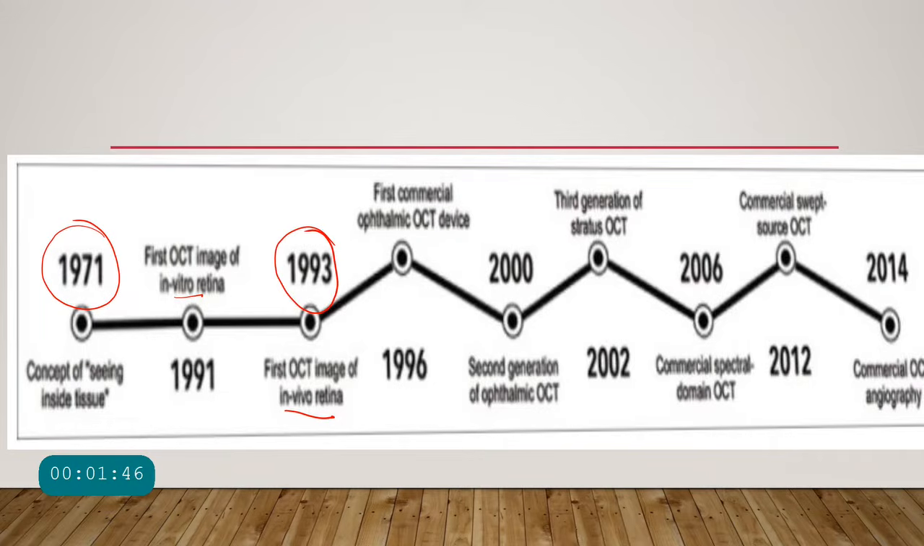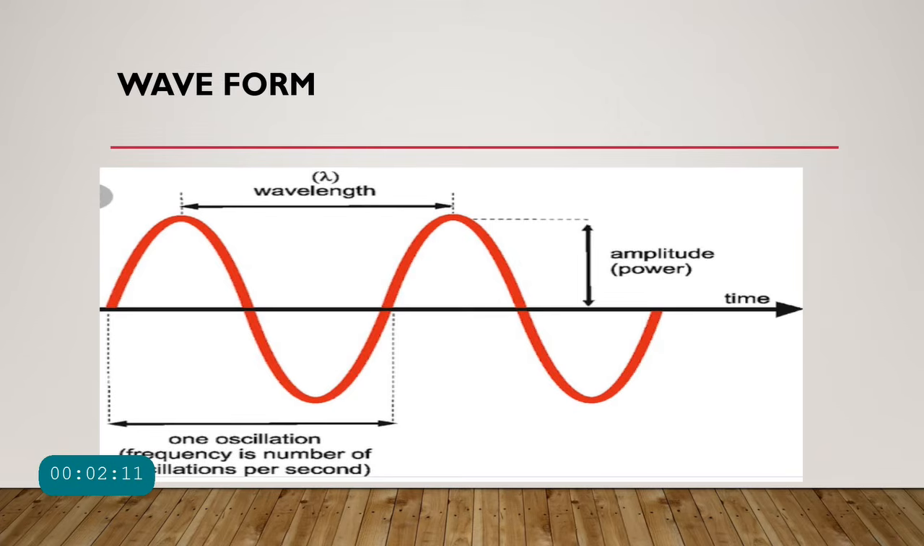The first commercial ophthalmic OCT device came in 1996, and then we had the second generation of ophthalmic OCT in 2000. The third generation, Stratus OCT, came in 2002. That was a time domain OCT, and then in 2006 and 2012 the spectral domain and the swept source OCT came, and finally in 2014 commercial OCT angiography was made available.